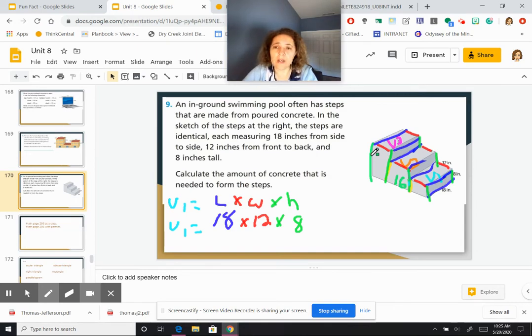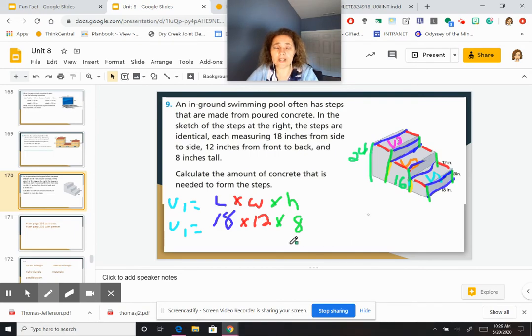So 16 plus 8 is what? You said 24, that's right. So this one would have a height of 24. So do you notice something about this? Do you notice anything so far that we've done?